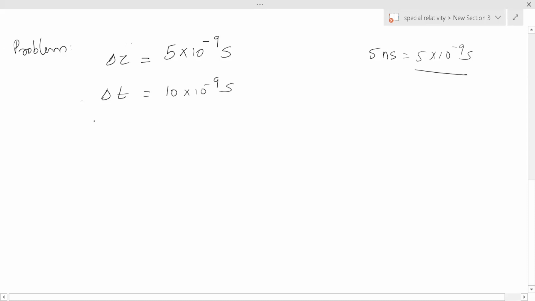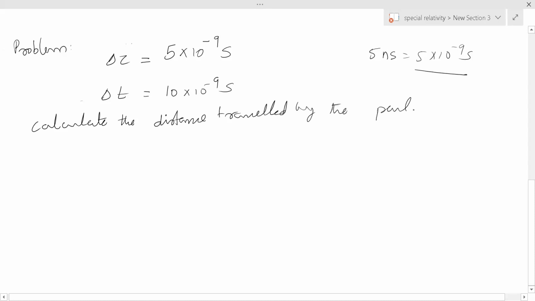Calculate, how was it, sir? With respect to lab. Question is calculate the distance traveled by the particle. Distance traveled by the particle before its decay.